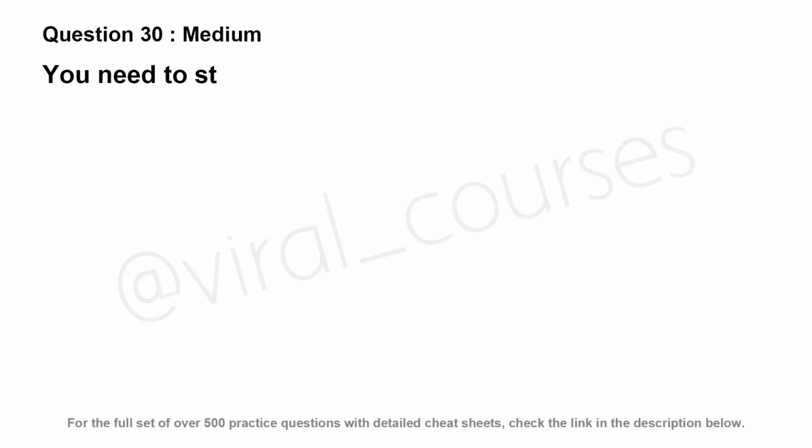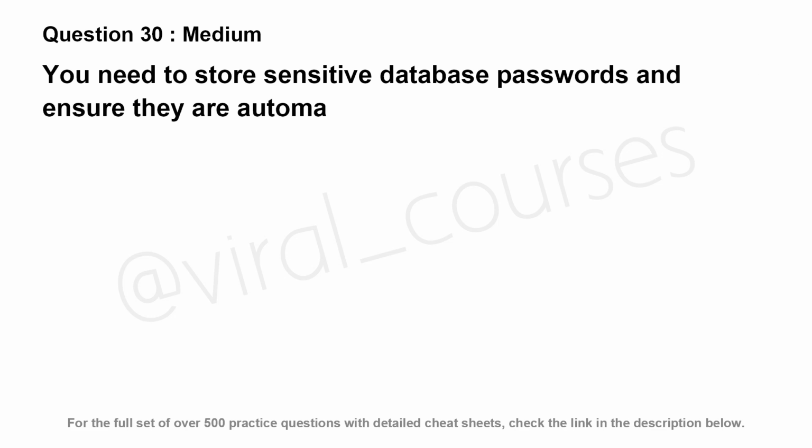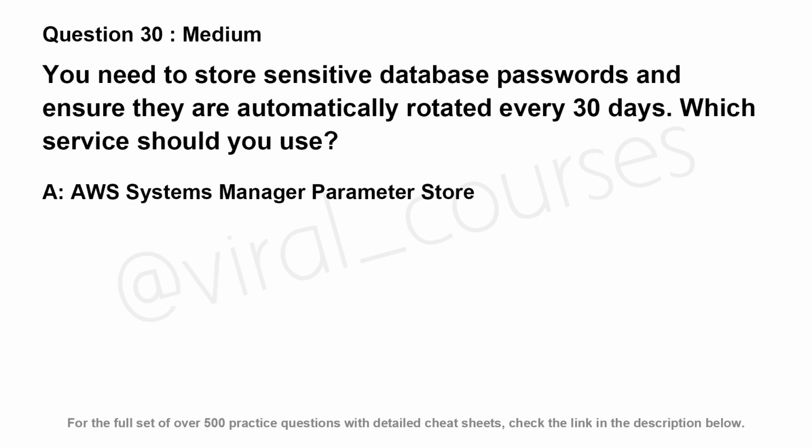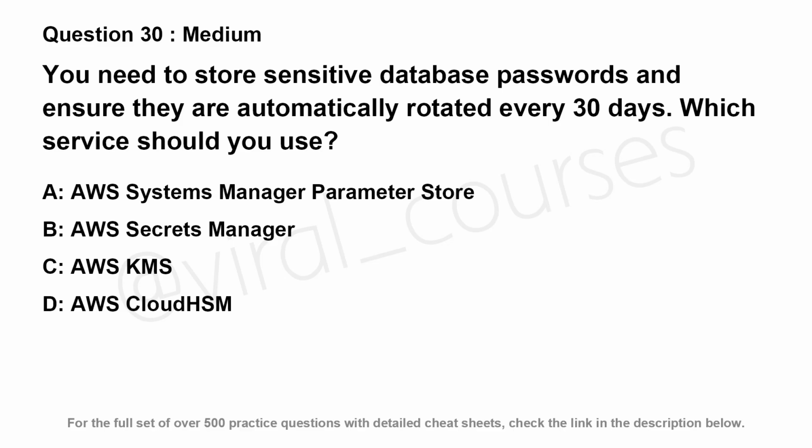You need to store sensitive database passwords and ensure they are automatically rotated every 30 days. Which service should you use? Option A, AWS Systems Manager Parameter Store. Option B, AWS Secrets Manager. Option C, AWS KMS. Option D, AWS CloudHSM.